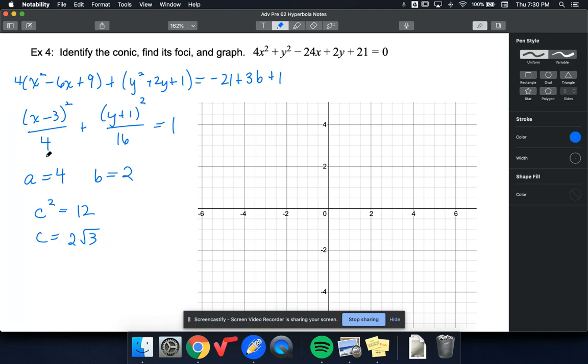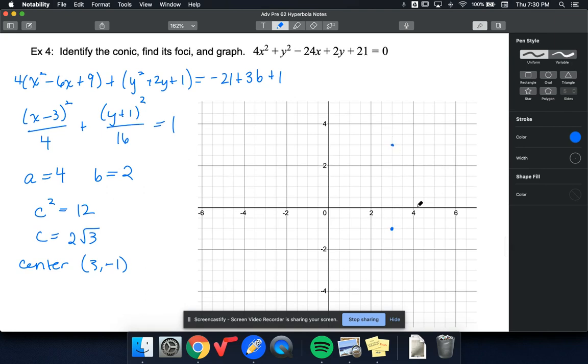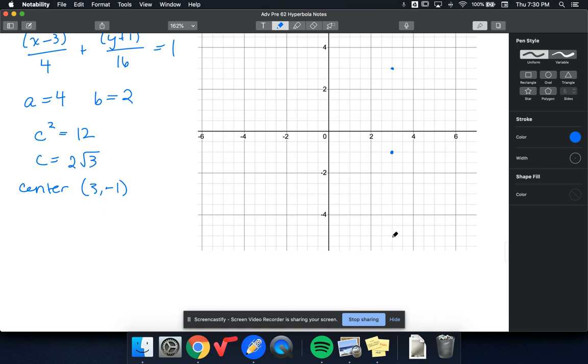And so now I'm going to graph it. I know that my center is at 3, negative 1. So 3, negative 1 is here. And then I know that I'm going to go up 4. So that's going to be 3. I'll go down 4. That'll take me to negative 5. So I've got a tall ellipse. And then I'm going to go over 2 each way. So there's 2 and here's 2.